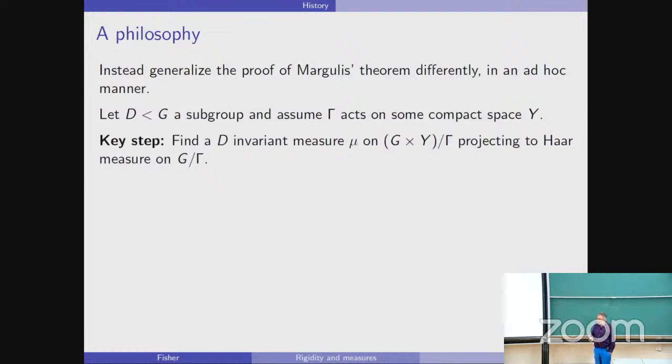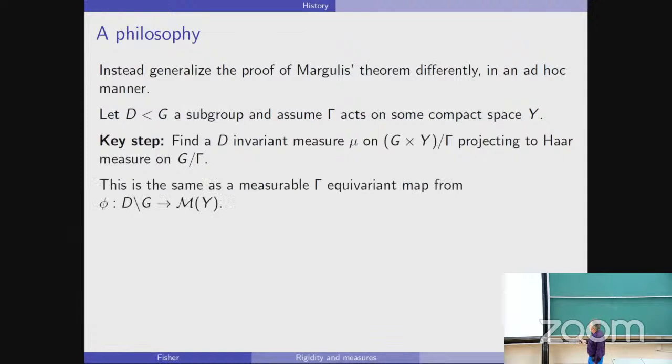And this is just, okay, we'd like to be able to do this. And I'll just say that this is the same as finding a gamma equivariant measurable map from G mod this other group D to measures on Y, but it turns out that to actually find it, it's more useful to think of it as a measure than a measurable map, which is why I emphasize this particular way of thinking about the proof of Margulis' theorem. Because that's what we actually think of when we're generalizing: to find the object you want, you have to think of it as a measure.